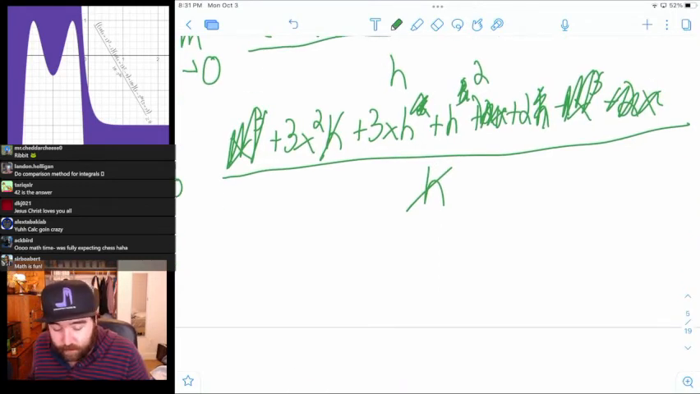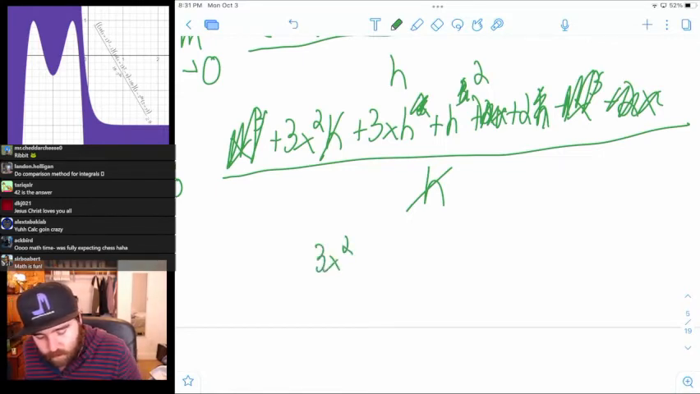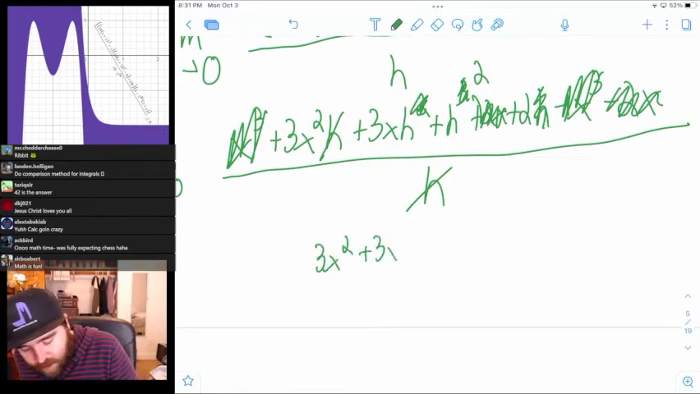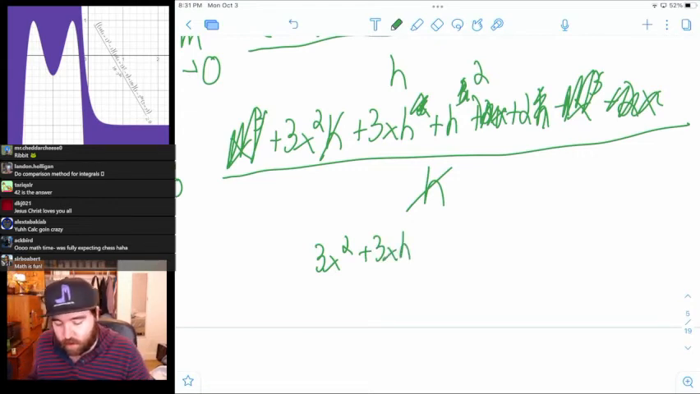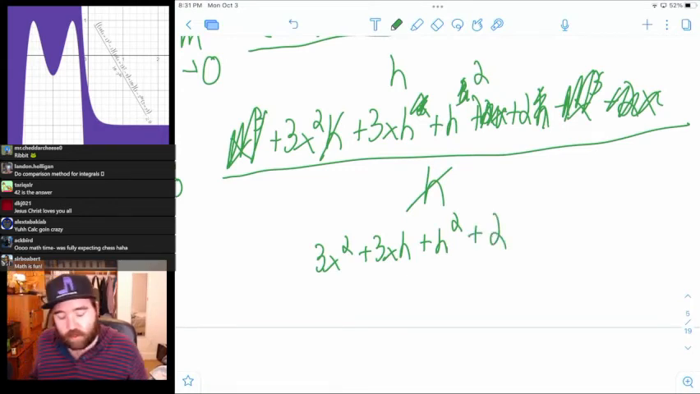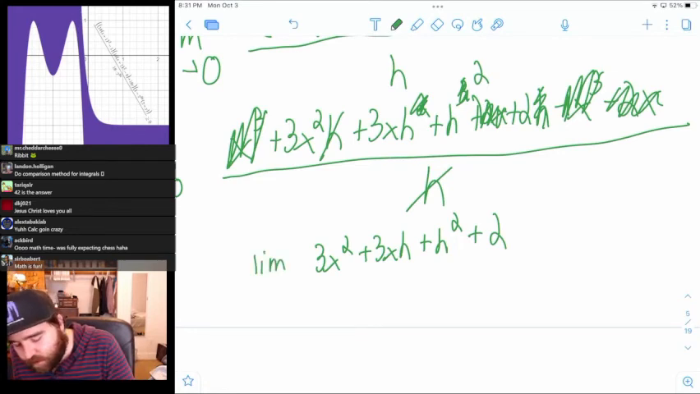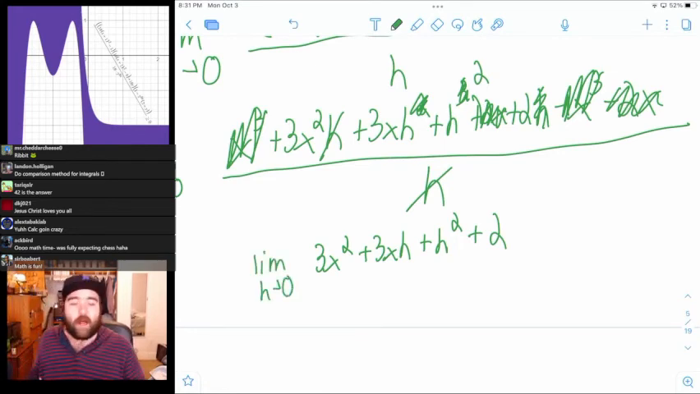So what are we left with? We're left with 3x squared plus 3xh plus h squared plus 2. So we don't even have a fraction anymore. And remember what we were doing: the limit as h approaches 0. Now there's no problem. We can just plug in h equals 0.